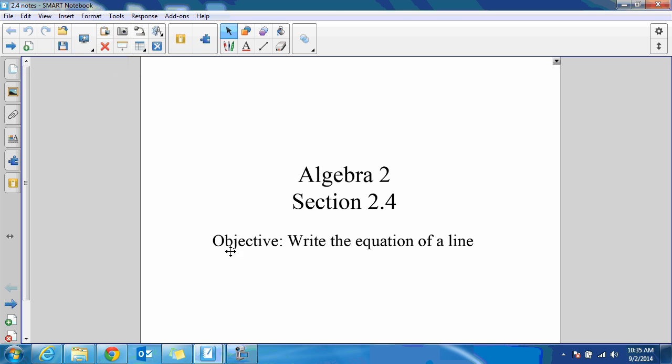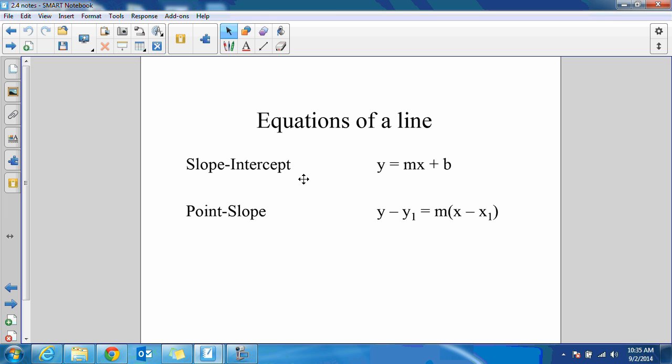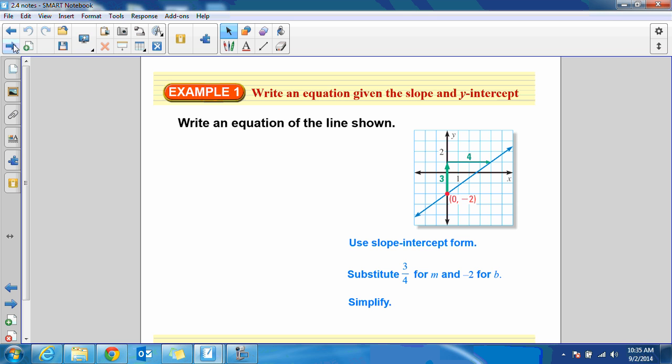All right, Algebra 2, Section 2.4, write the equation of a line. There's two ways we're going to write this equation of a line. There's slope-intercept form and there's point-slope form. I guess you could also consider standard form one of those, which we learned about yesterday. But those are two points, okay? We'll talk about slope-intercept form first.